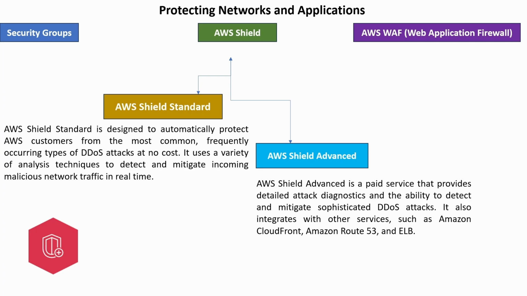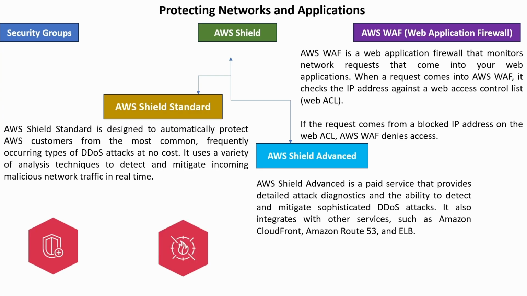Third one is AWS WAF, also known as Web Application Firewall. It lets you block specific IP addresses or patterns like SQL injections at the application level. AWS WAF is a web application firewall that monitors network requests that come into your web applications. When a request comes into AWS WAF, it checks the IP address against a web access control list. If the request comes from a blocked IP address on the web ACL, AWS WAF denies it.